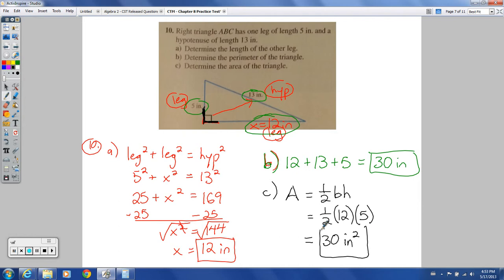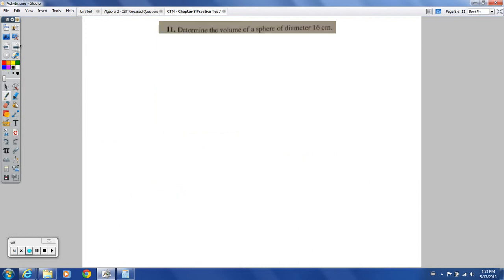Don't forget your units. Don't forget to put area in inches squared. Volume would be your units cubed. We'll get into some volume problems. Here's one right now. Number 11. Determine the volume of a sphere of diameter, and they're trying to trick you here, diameter 16.